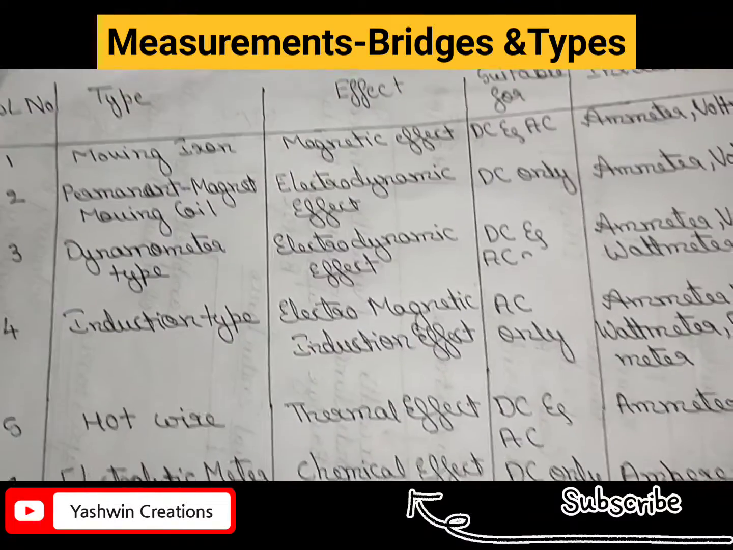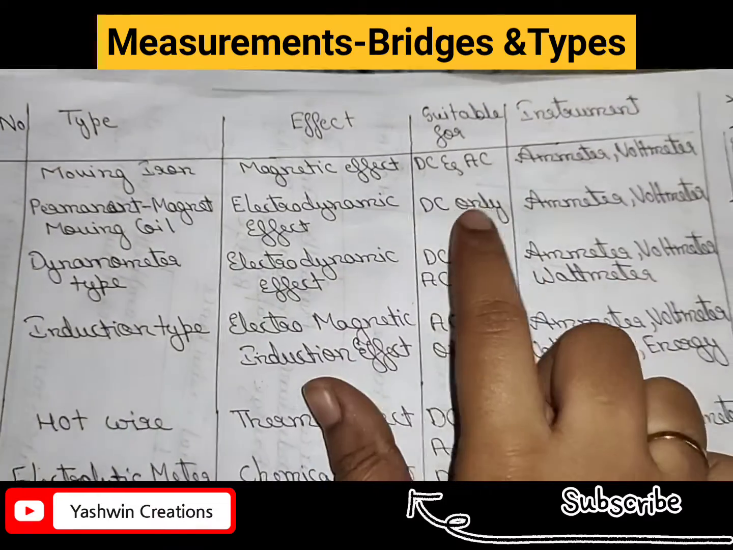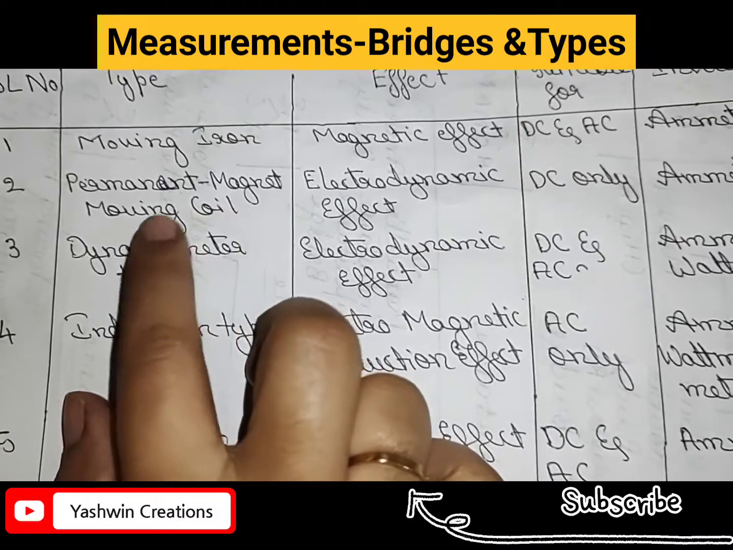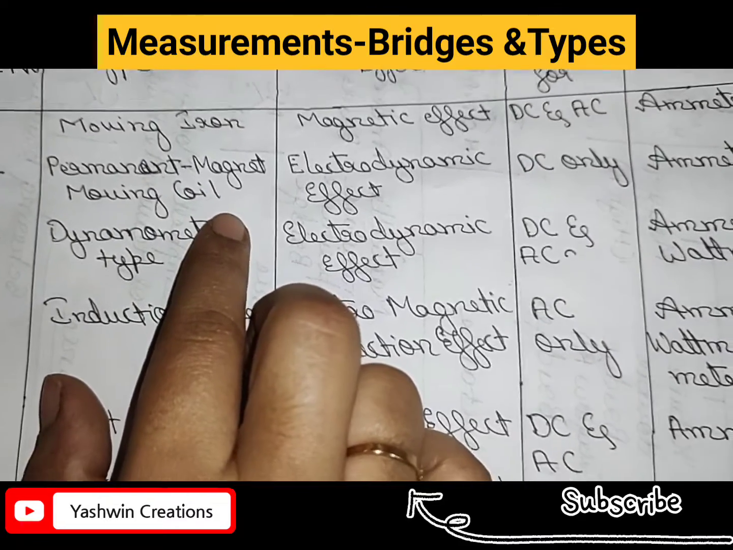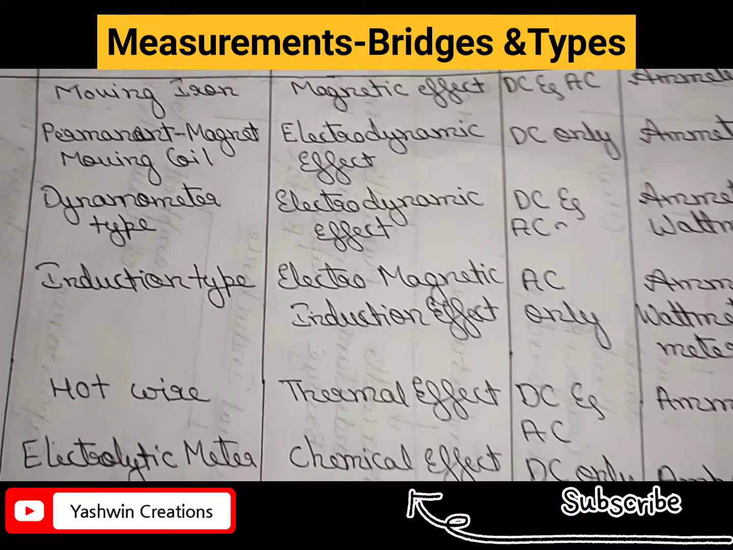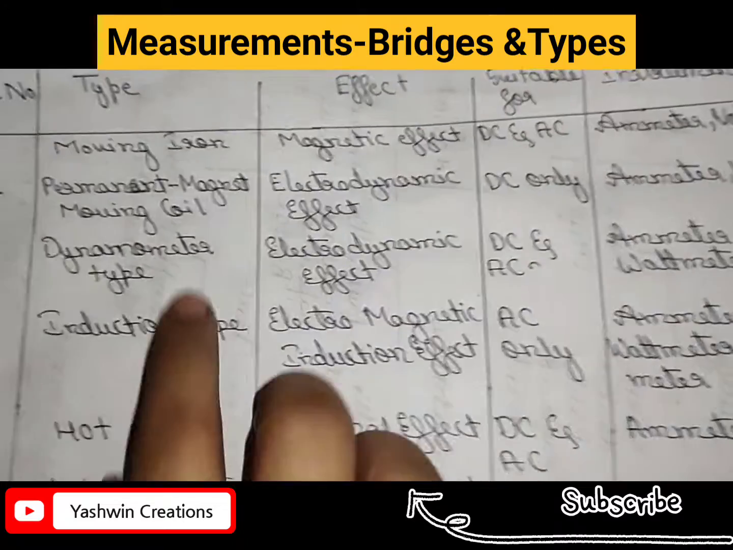So there are different types. They have asked which instrument is used only for DC, and the answer is permanent magnet moving coil. Simple questions. They have asked two questions in NMDC Junior Officer Trainee. So we shall go through this once.